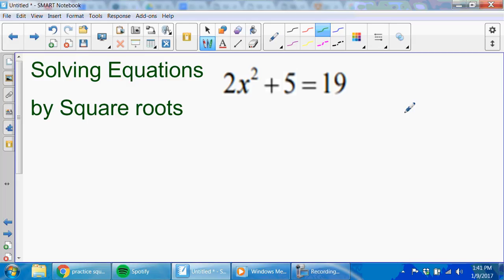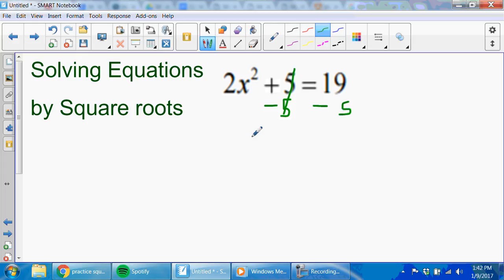For this video, we'll be solving quadratic equations by using square roots. We use the same methods we've been using to solve equations this entire semester and last semester. I want to act like this squared 2 isn't even there. So what I do first, if this just said 2x plus 5 equals 19, I would subtract 5 on both sides.